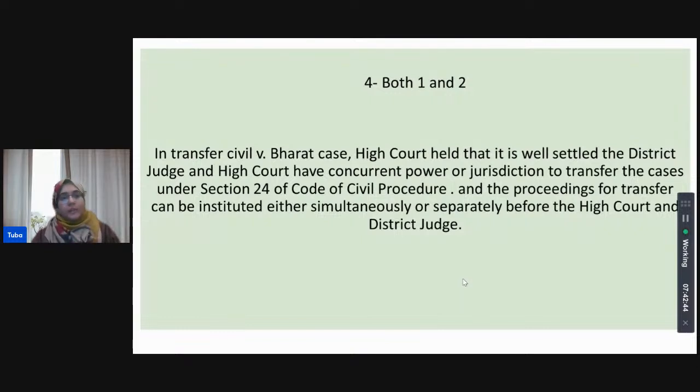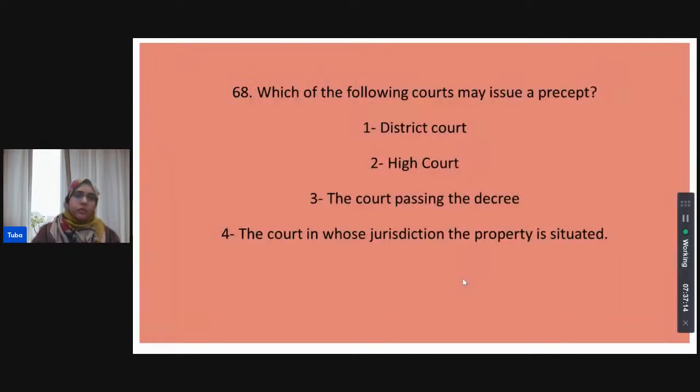So we can see the case of Civil versus Bharat, on transfer. The High Court held that it is a well settled principle that district judges and high court judges have concurrent jurisdiction to make transfers of cases under Section 24 of CPC, right? And that the proceedings for transfer can be instituted either simultaneously or separately before such courts. So both are empowered for making transfers.